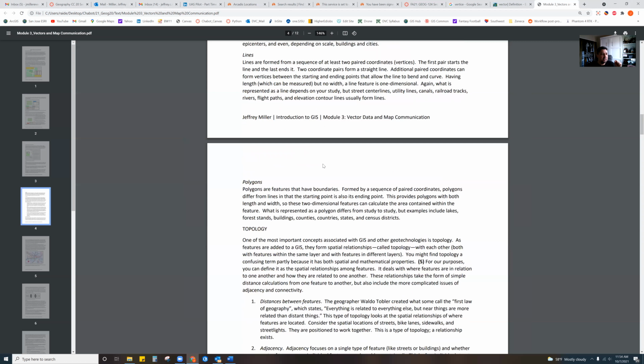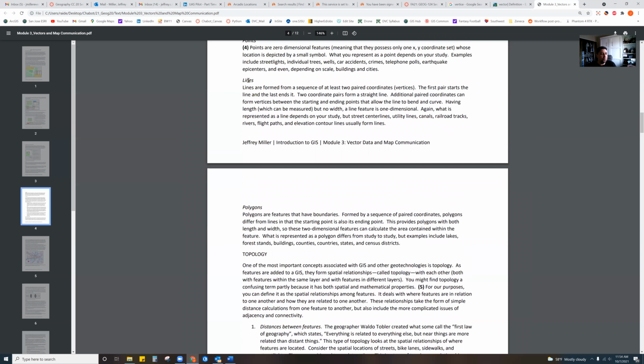Now lines would be a sequence of at least two points strung together. Think of a string. What does a string do? Well, a string is a line. So think of it like a string of points. It could be two together, three strung off each other, or thousands or millions of points strung together. That's going to be a line. Lines can measure length, but they can't measure width. So, important fact, lines are only one dimensional in that sense.